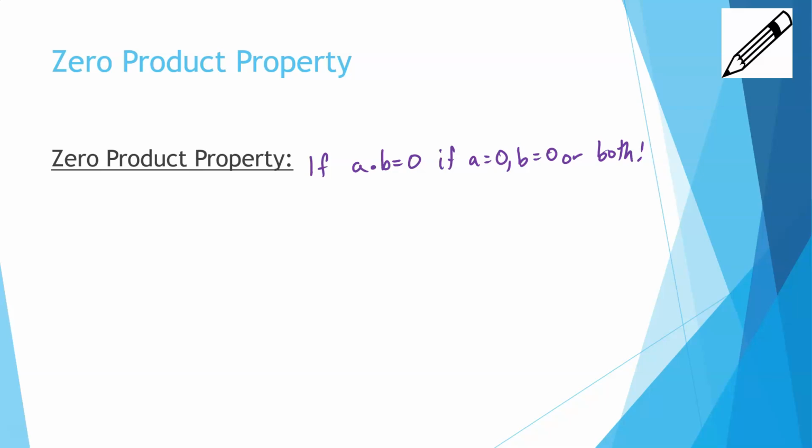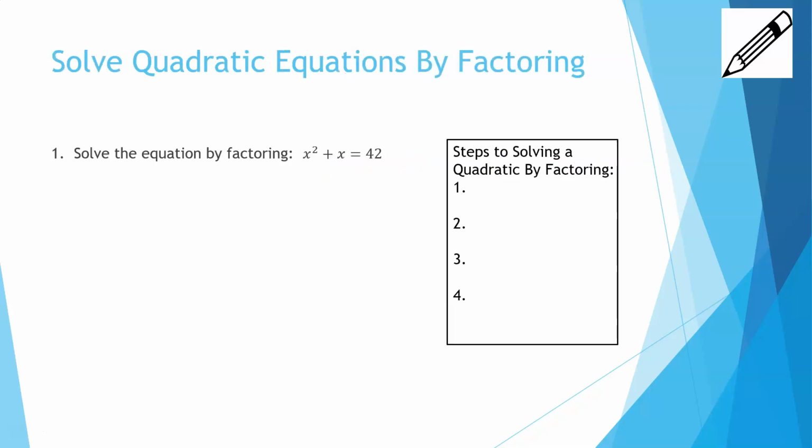The problem is we couldn't get to that until we learned how to factor, or reviewed how to factor. So here we go. Big picture concept from section 2-3, day 1: solve a quadratic equation by factoring. We're going to look at x squared plus x equals 42, and you can see we're going to write down 4 steps to solving. The first step is to make sure you always set the equation equal to 0.